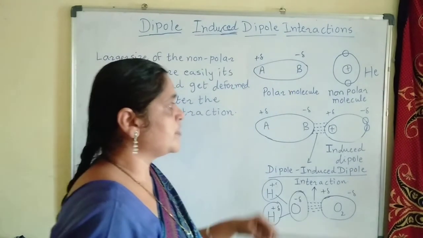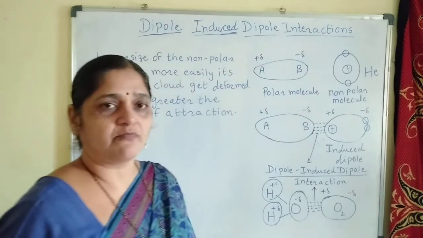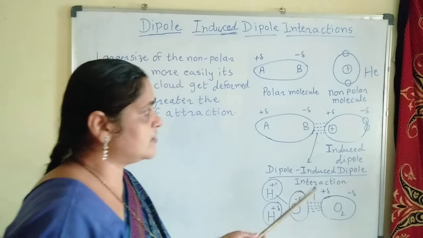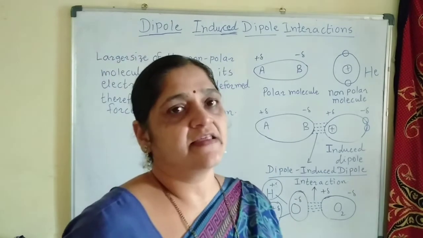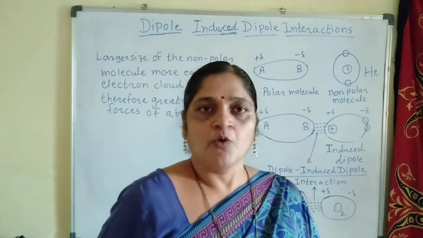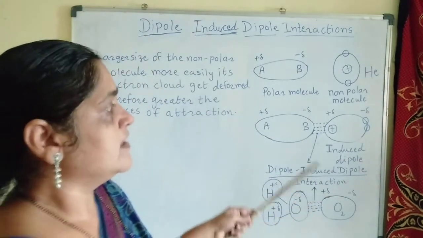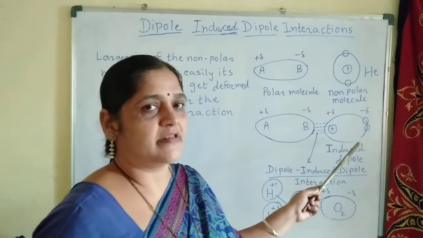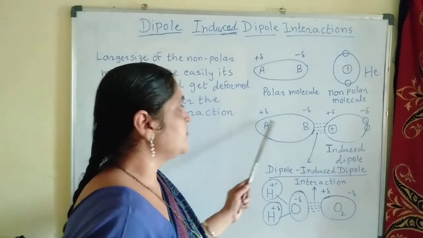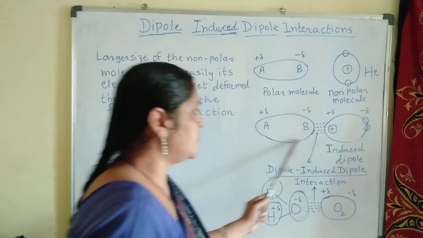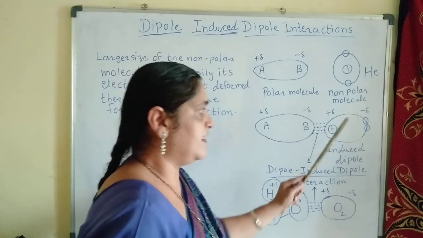negative B. Now when this type of molecule comes close to the non-polar molecule, then it will also induce the dipoles in the non-polar molecule. Why are the dipoles induced? Because there will be the movement of the negative and positive charge in the polar molecule. See here the polar molecule AB comes close with the helium molecule.